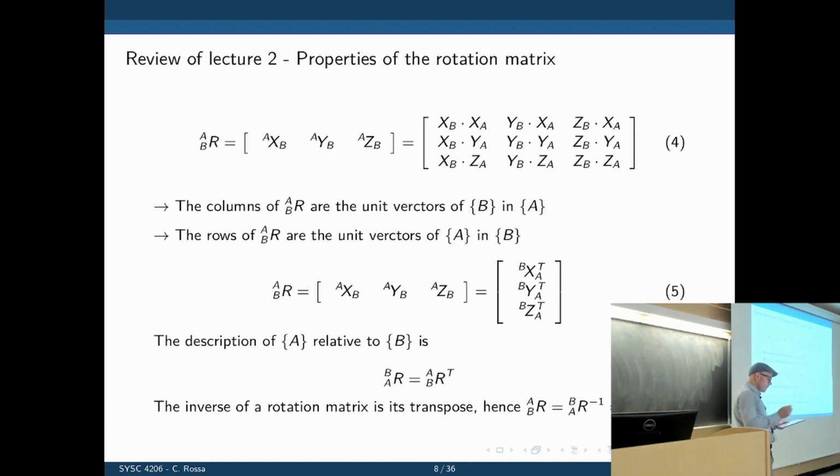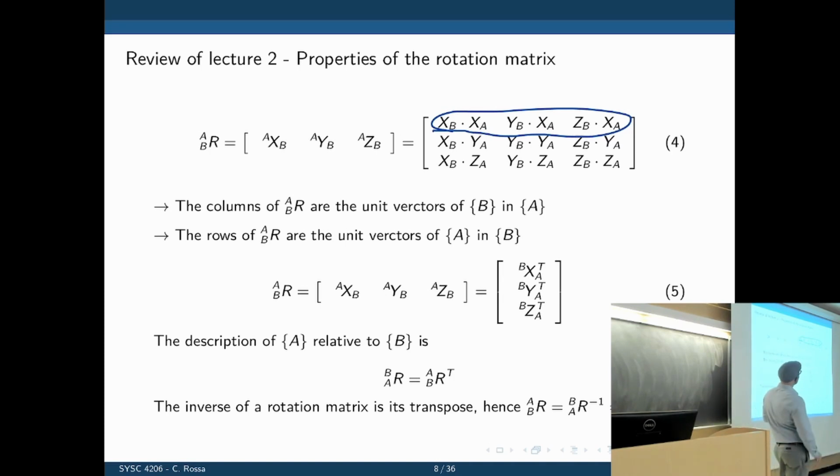We also notice something interesting now. If you look at this as line vectors, what does that vector, for example, represent? It's the opposite, because now we have the components of A expressed in B. Right, so the columns of the rotation matrix are the unit vectors of B in A. The rows of the matrix are the components of A in B. That's from last class.